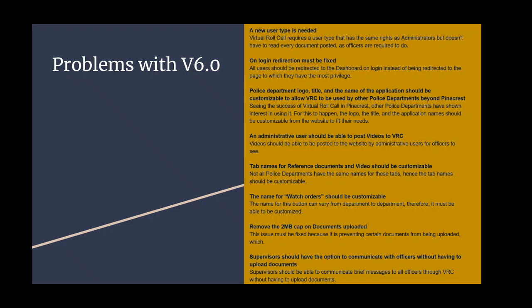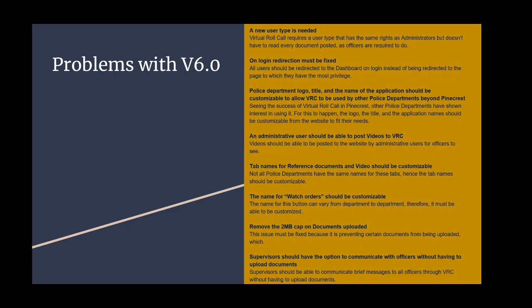All users should be redirected to the dashboard on login, straight to the documents. Police department logo, title, and name should be customizable so that other police departments can onboard and give it whatever names they want. An administrative user should be able to post videos to VRC. So adding a new place where we can post and see videos. The tab names for reference documents and videos should be customizable, and the same for watch orders, because other departments might have different names for those.